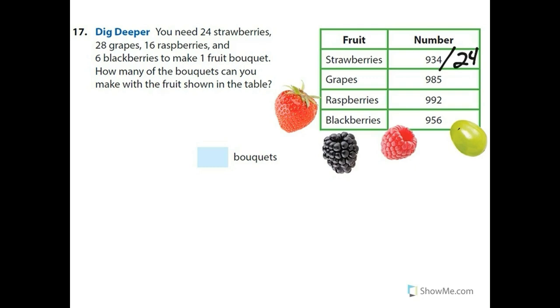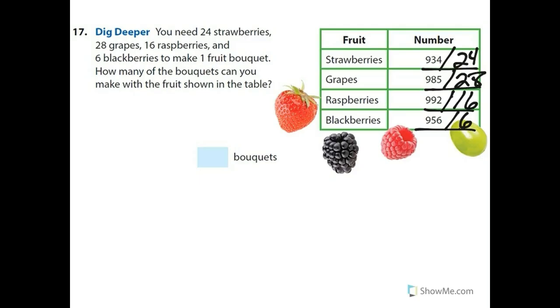All right, and then how many grapes? 28. So 985 divided by 28. And then raspberries, 992. We've got 16. Okay, and then blackberries, we need 6. Right, so doing all these division problems. 4 big division problems. So do each of those 4. Yes, it's going to take us some time. Do each of those 4 problems, and then we will go over it.